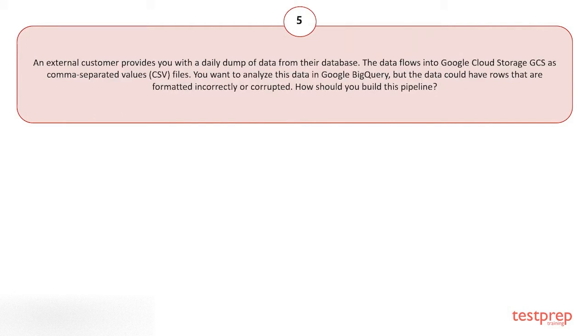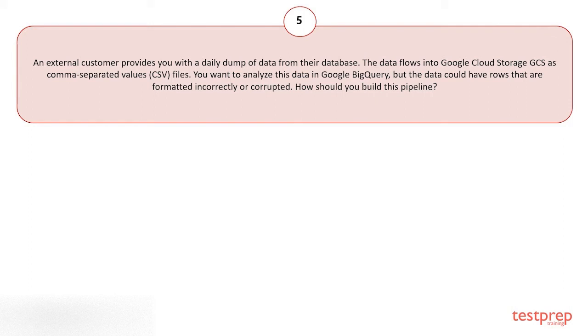An external customer provides you with a daily dump of data from their database. The data flows into Google Cloud Storage (GCS) as comma-separated values files. You want to analyze this data in Google BigQuery, but the data could have rows that are formatted incorrectly or corrupted. How should you build this pipeline?